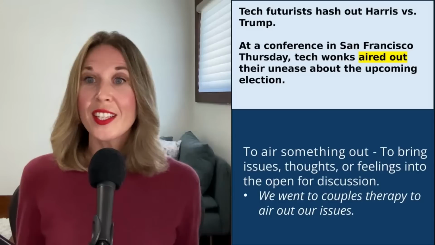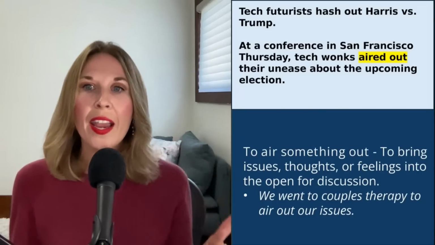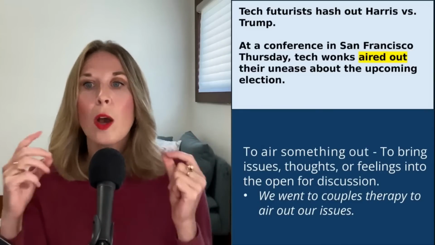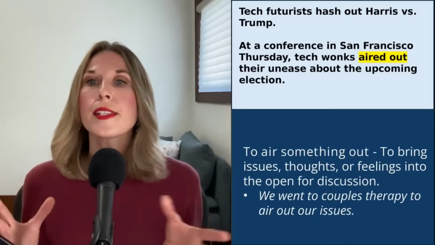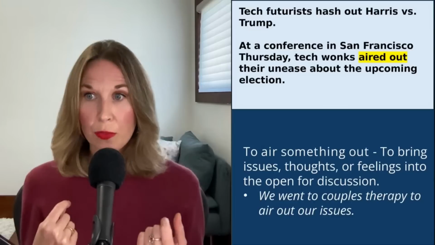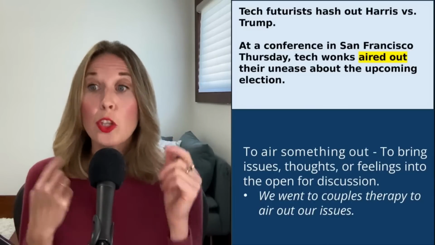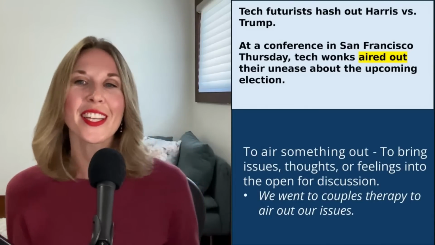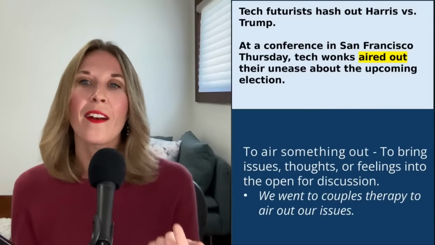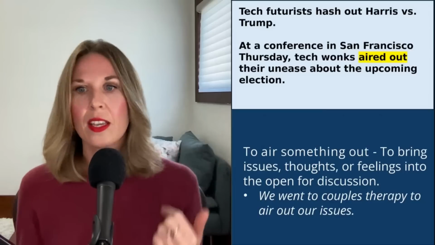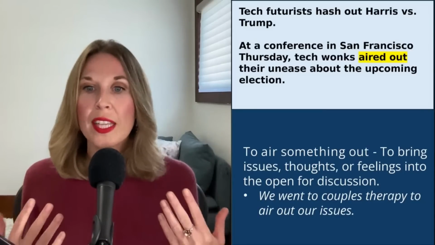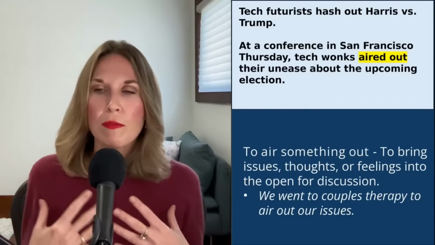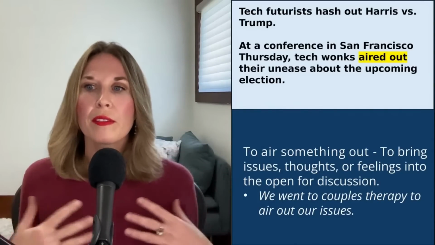Okay, so let's move on and talk about aired out. To air something out, in this case, the something is their unease about the upcoming election. To air something out, this is a phrasal verb. The verb is air, and then the preposition is out. So you have to conjugate the verb air. As you see it here, it's in the past. Now, this means to bring issues, thoughts, or feelings into the open for discussion. But generally, these are thoughts, issues, and feelings that you don't share with the average person.